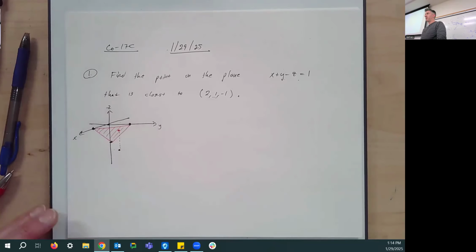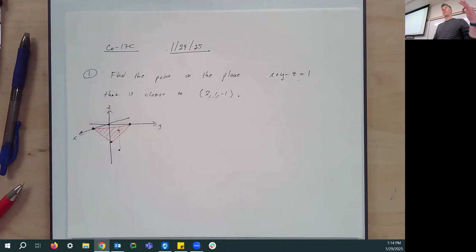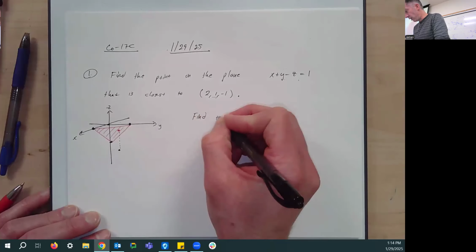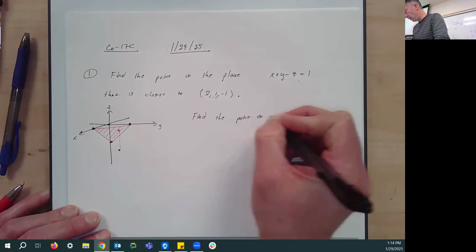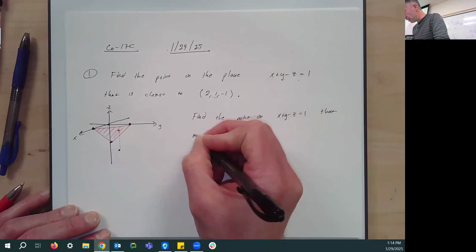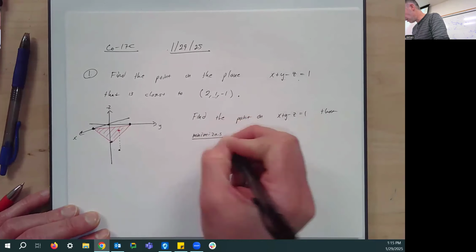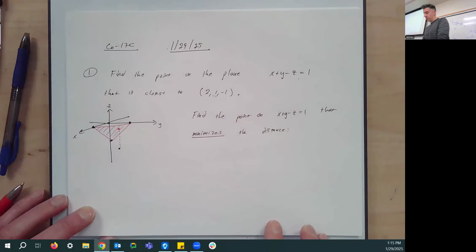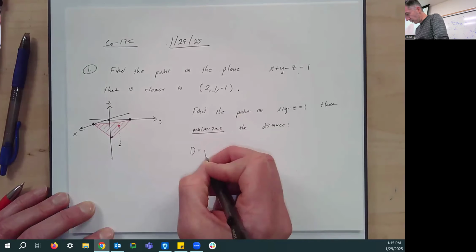So whenever you're trying to find a point closest to a thing, or a point on a surface or a curve or whatever closest to some other point, what you're really trying to do is minimize the distance between these 2 points. So what we're really being asked to do here is find the point on x plus y minus z equal to 1 that minimizes the distance between the 2 points. So the distance is given by the equation d equals the square root of.